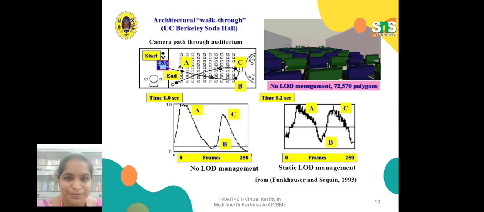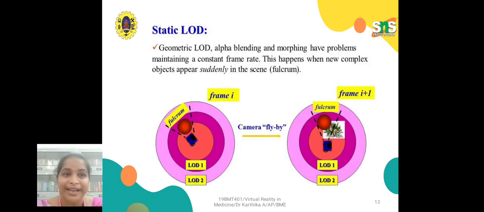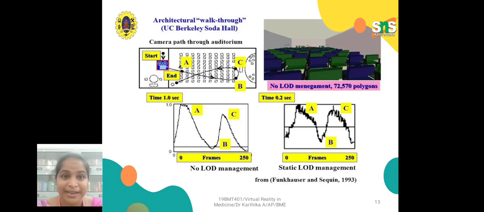With the help of LOD management, we can fix the problems in the virtual world. By using geometric LOD, alpha blending and morphing techniques, we have some problems in sudden scene entering, so we have to fix the problems with the help of LOD management. From the virtual reality environment user side, we can control that LOD and control interruptions with the help of LOD management. Also, it gives a better experience in the virtual world.